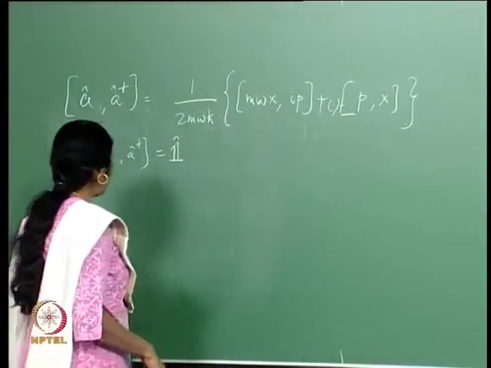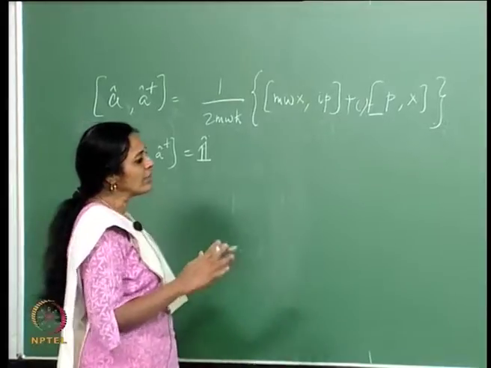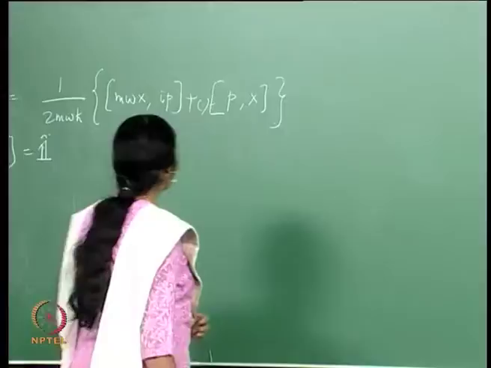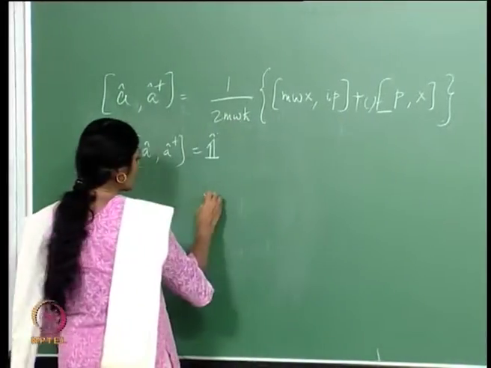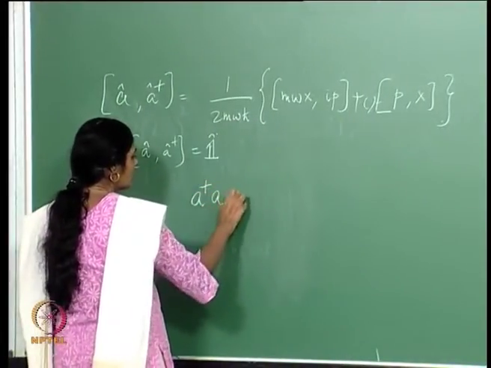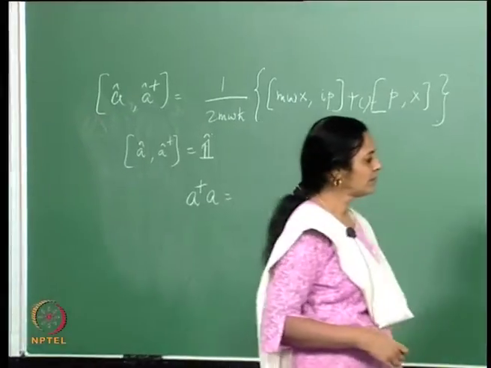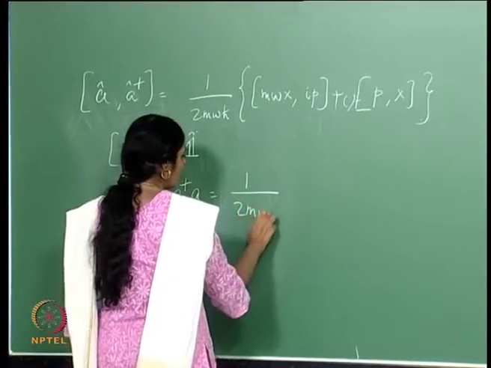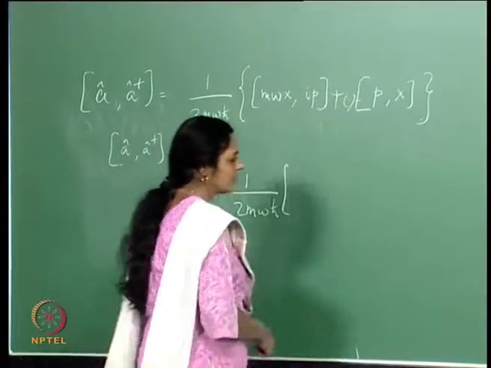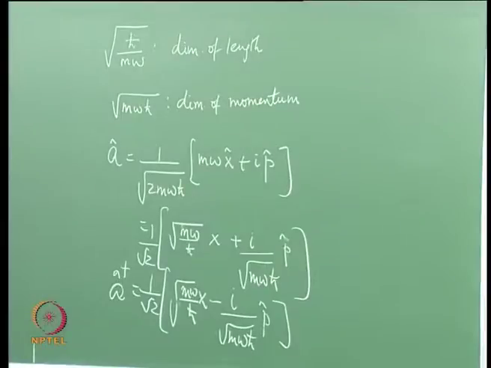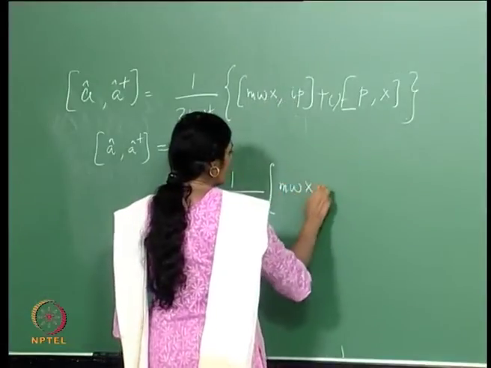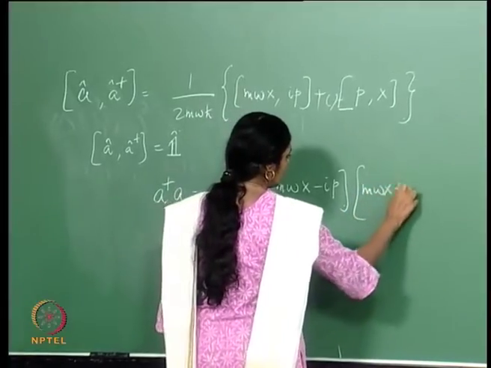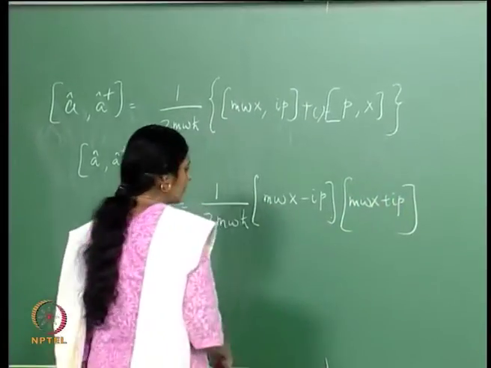Now, given this operator, we would like to recast the Hamiltonian, the oscillator Hamiltonian in terms of A and A dagger. So, let us just find out what is the object A dagger A. So, A dagger A is 1 by 2 m omega h cross. So, A dagger is m omega x minus i p and A is m omega x plus i p, and that is going to be A dagger A.